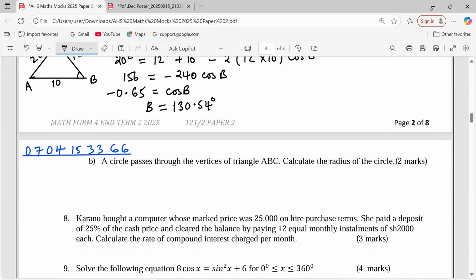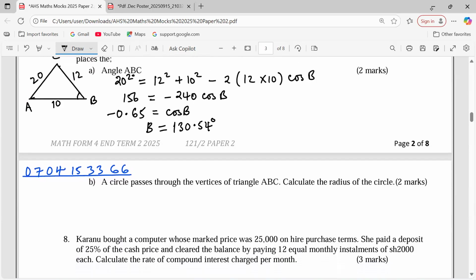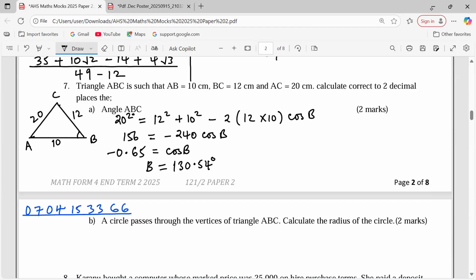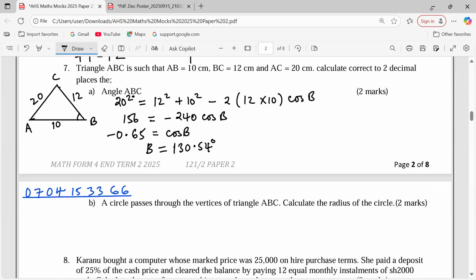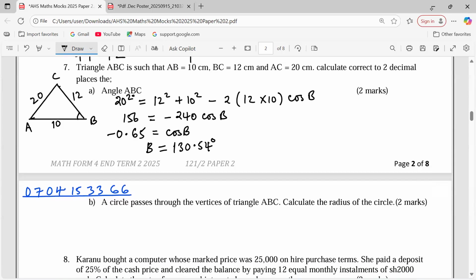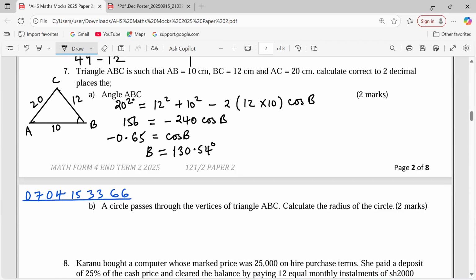A circle passes through the vertices of triangle ABC. Calculate the radius of the circle. So a circle which inscribes the particular triangle, this particular circle should have a radius whereby when the radius is multiplied by 2, we should get the sine rule, sorry.